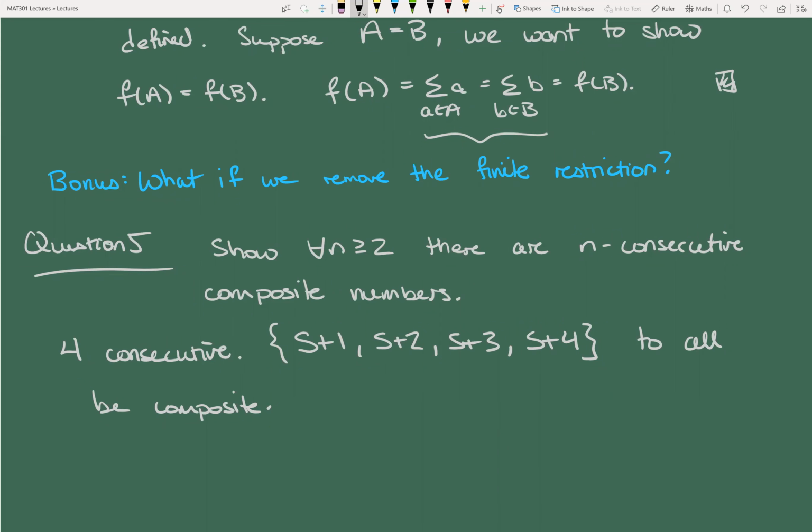Okay, so this one is a little bit trickier, right? Again, let's just worry about when n is equal to 4. And I don't even want to solve it right away. I want to see if we can come up with this together as a class. If I look at the number s plus 1, screw s plus 1, s plus 2. If I look at the number s plus 2, how can I really easily guarantee that it's composite? What number should I say divides s plus 2?